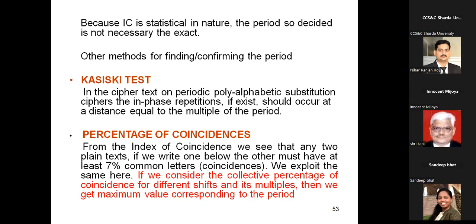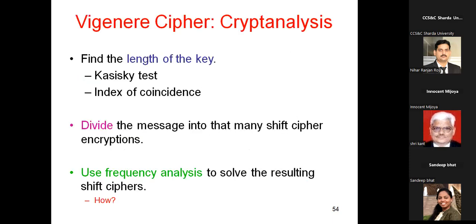If we consider the collective percentage of coincidence for different shifts and its multiples, then we get the maximum value corresponding to the period. There are so many methods: the Kasiski method, the percentage of coincidence method, kappa statistics. All these methods will confirm what the period of the key is. And once you know the period of the key, then analysis of the ciphertext becomes very simple, right? Find the length of the key using the Kasiski test or index of coincidence, divide the message into that many shifts, and use frequency analysis to solve the resulting shift ciphers, as I already explained.